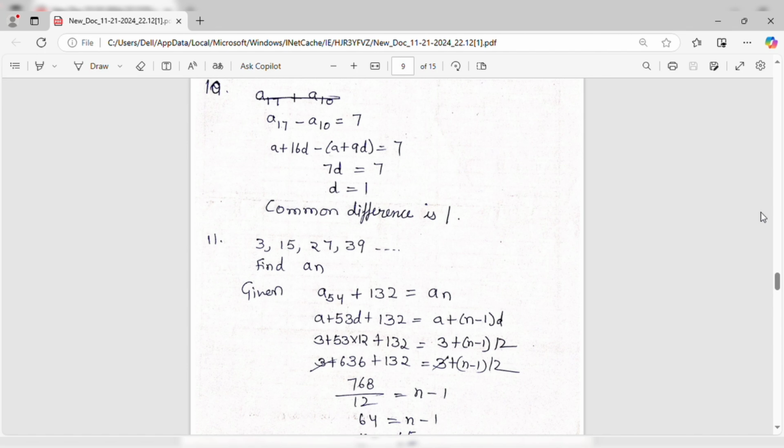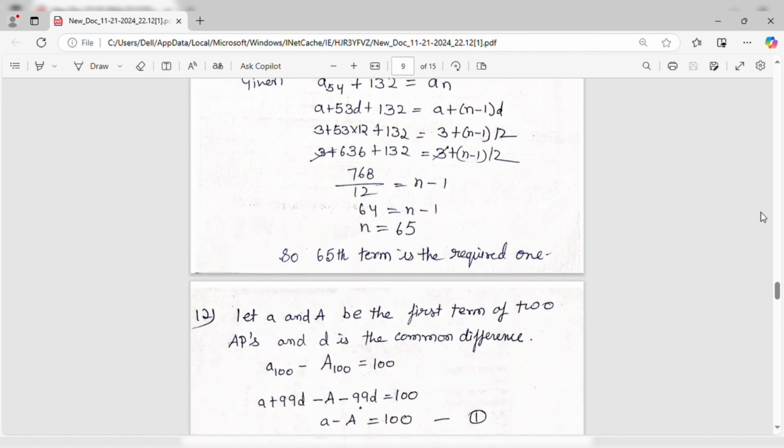11th question is, which term of the AP 3, 15, 27, 39 will be 132 more than its 54th term? So let us take the required term as an, and the condition given is a54 plus 132 is an. So a plus 53d plus 132 is a plus n minus 1 into d, and after solving this we will get the value of n as 65. So the 65th term is the required one.